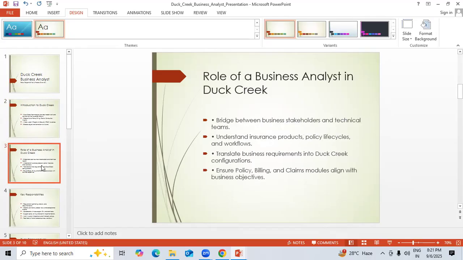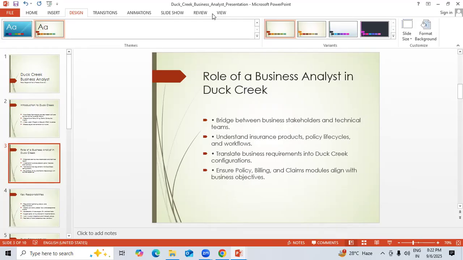Now, what role will we be involved in as a business analyst in Duck Creek? As a business analyst, we bridge the gap between business stakeholders and the technical team. That is one of the common responsibilities we have as a BA, apart from the knowledge areas and skill sets that we have. Next, we should understand the insurance products, how they function. We must know about the policy life cycle, workflows, etc. So that sort of understanding is needed.